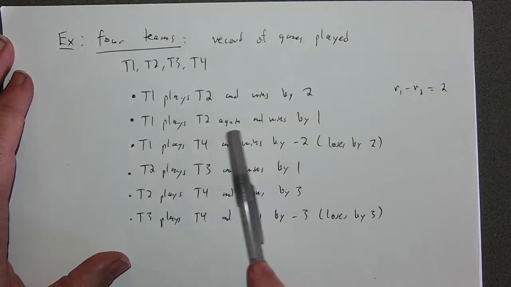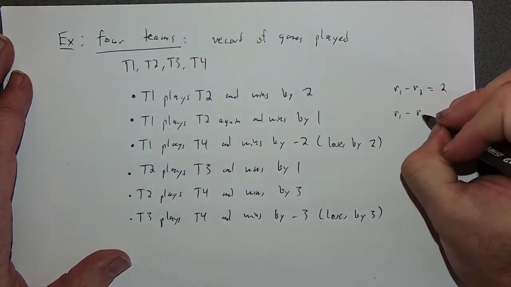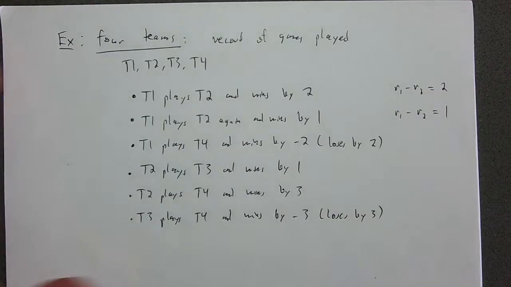Team 1 plays Team 2 again and wins by 1. That is the equation r sub 1 minus r sub 2 is equal to 1. Now you see that repeated teams playing each other more than once, which of course happens very frequently in sports, right? Sometimes it is mandated that this happens, depending on the sport, depending on how it works.